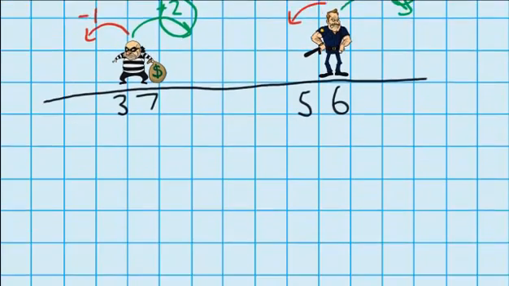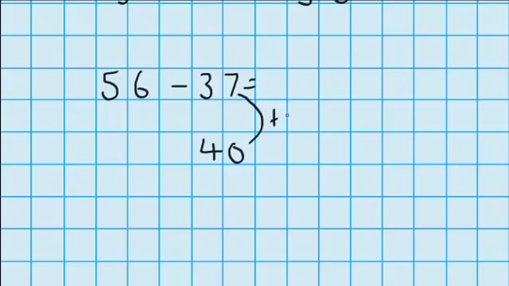Right, let's go back to our original question, which was 56 minus 37. So we'll write it in again. 56 minus 37. Well, to make this question easier, I'm going to change 37 into a tidy number, and the closest tidy number to 37 is 40. So to do that, I've had to add 3. So in my mind, I'm imagining that the robber was at house 37 and he's now moved up 3 more houses up to house 40.